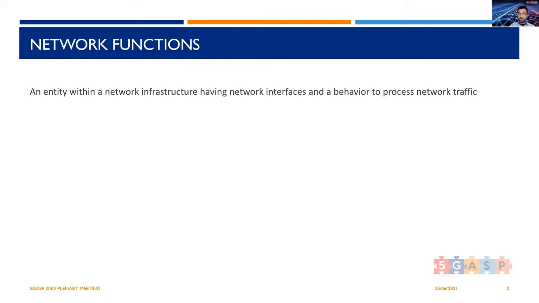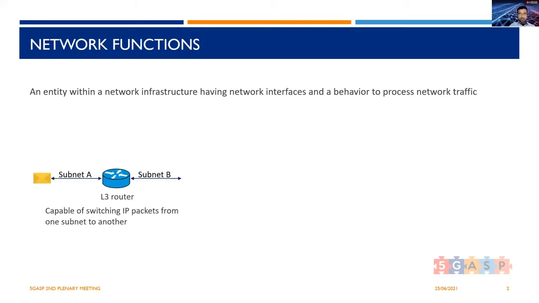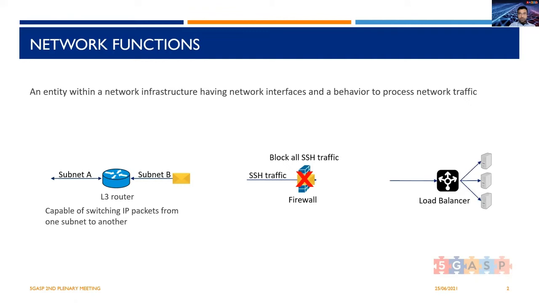How NFV solves this problem is by taking these middle boxes and converting them into software-based network functions. Essentially, it takes out the software by disaggregating the hardware and the software, and deploys them on demand on commodity servers. They can run as virtual machines or containers, as we have seen in previous presentations.